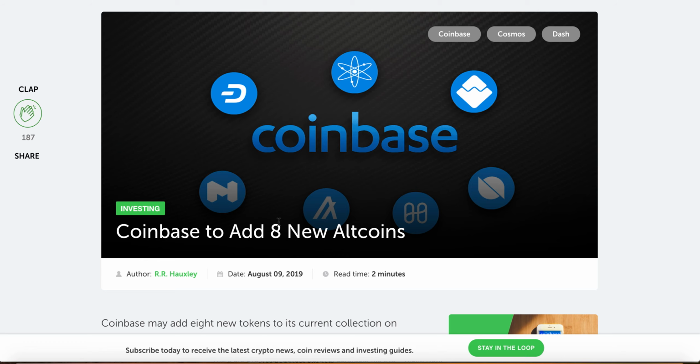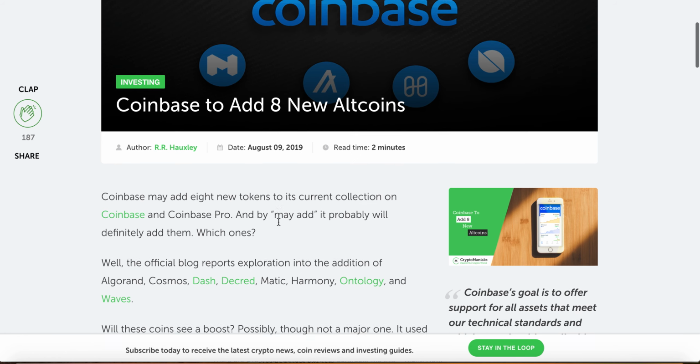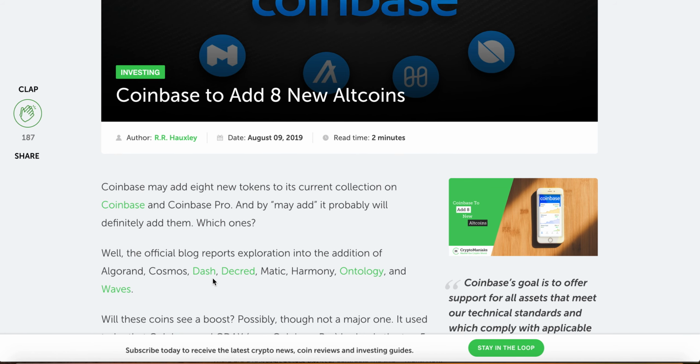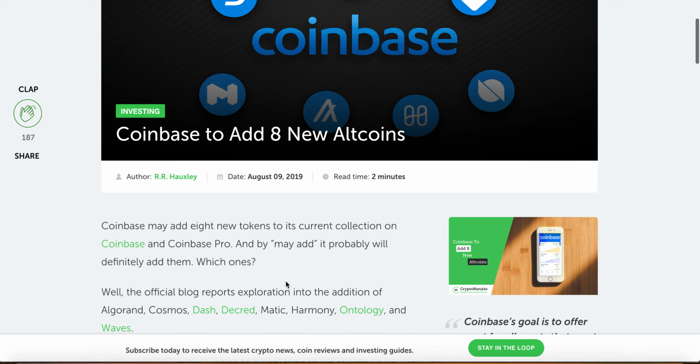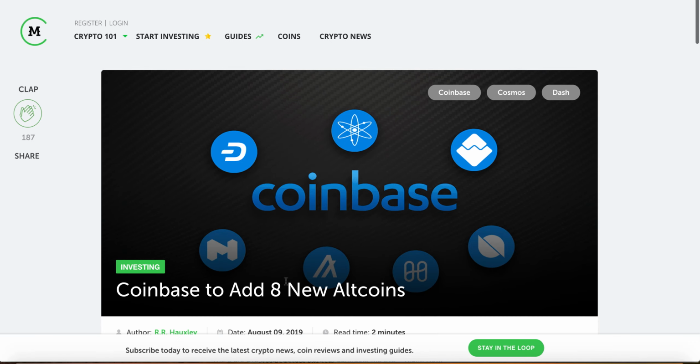So what do you think? Which altcoin is going to be added to the Coinbase list? Do you think Cosmos, Dash? To me, I think probably Cosmos, Dash, or Waves. In terms of Matic or Harmony, probably either one. Ontology, not sure. Probably Cosmos, Dash. Let me know what you think. Which one will be added to Coinbase? Please comment below. I would love to hear from you.